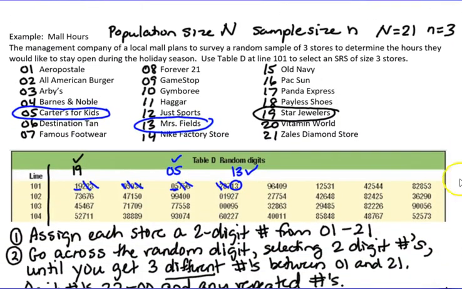So let's just look at this example. The management company of a local mall plans to survey a random sample of 3 stores to determine the hours they would like to stay open during the holiday season. Okay, so there's a group of 21 stores here.